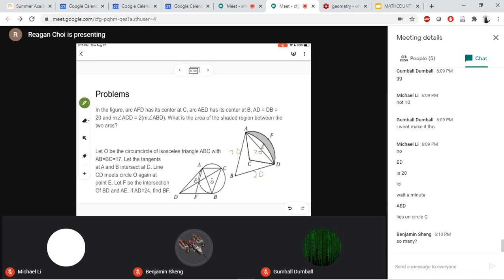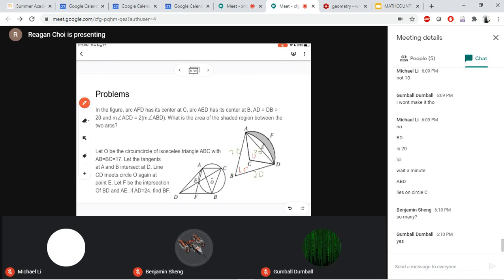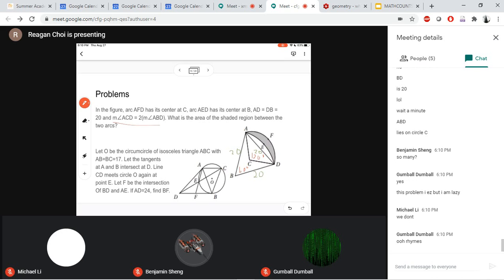ABD lies on circle C. So this is 60, right? Because it's equilateral. I should draw angles in a different color. This is 60. So this is 120 because it's given here. And now that means C is the center of ABD. So we could continue the circle. Let's not do that, there's no point. We want to find the weird area between the two circles. And how do we do that? We don't. Alright.